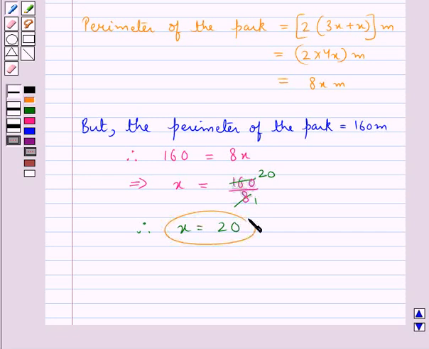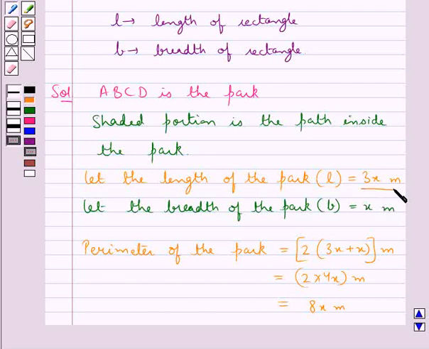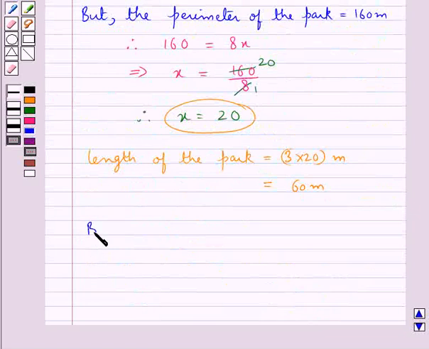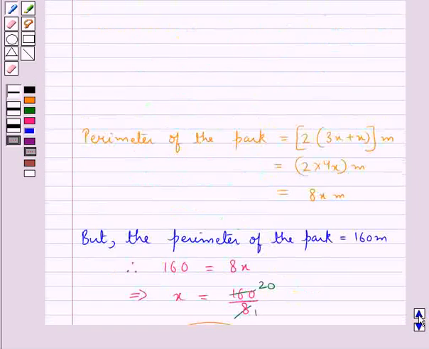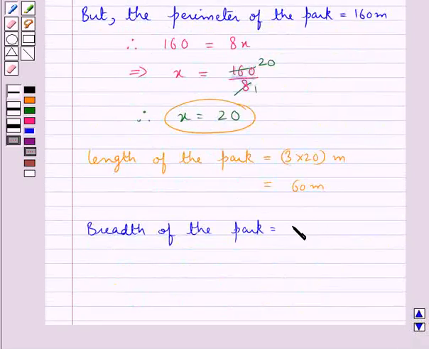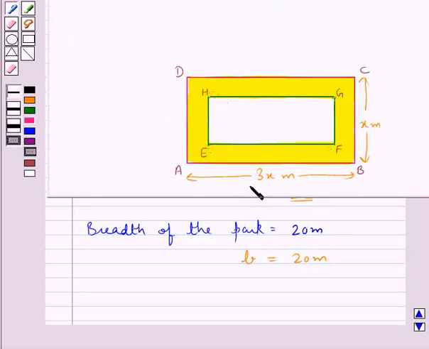Now that we have got x equal to 20, the length of the park, which we had assumed as 3x meters, would be equal to 3 into 20 meters, that is equal to 60 meters. Then, the breadth of the park, which we had assumed as x meters, would be equal to 20 meters. That is, L is equal to 60 meters and breadth B is equal to 20 meters. So AB is equal to 60 meters and BC is equal to 20 meters.